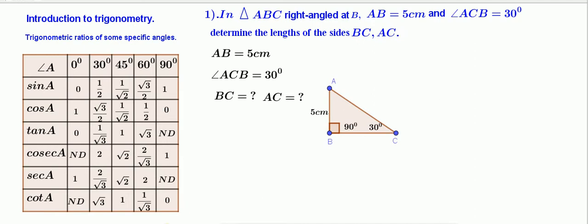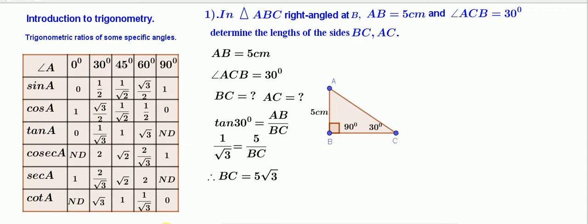To calculate value of BC, let us consider tan 30 degree. Tan 30 degree is equal to AB by BC, that is opposite side by adjacent side. What is the value of tan 30 degree? It can be taken from this table, that is tan 30 degree is equal to 1 by root 3. Substitute the value. 1 by root 3 is equal to 5 by BC. Therefore, BC is equal to 5 root 3 units.